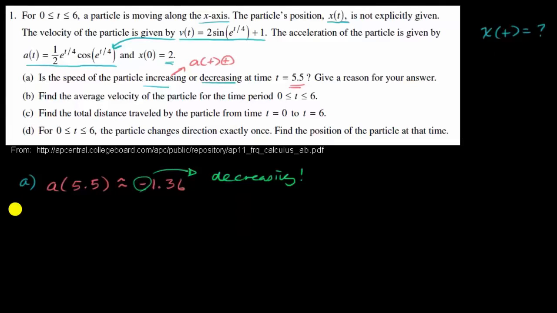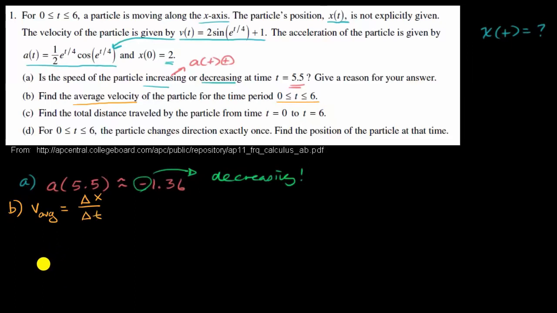All right, now let's tackle part B. Find the average velocity of the particle for the time period from 0 is less than or equal to t is less than or equal to 6. So our average velocity, that's just going to be our change in position, which we could view as our displacement, divided by our change in time.